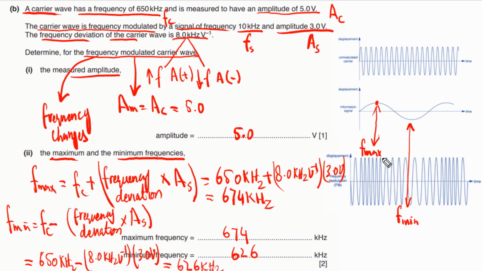So there are two ways. One, if you understand the concept, you don't need to use the formula. The second way, or we can say the safe way, is to simply use this formula to calculate the maximum frequency and the minimum frequency. The only difference is that you need to add for maximum frequency, and for minimum frequency you need to subtract.